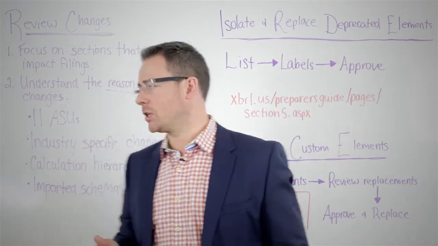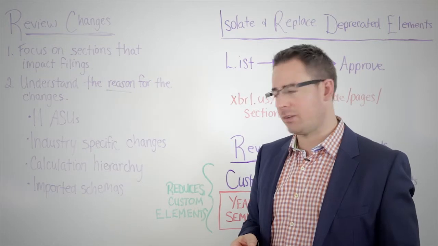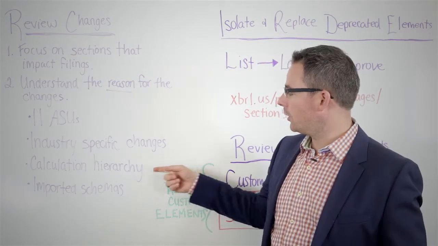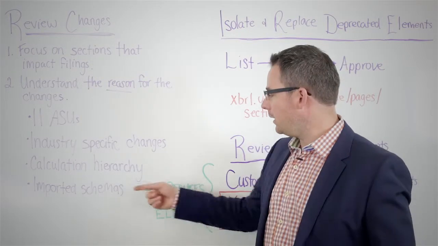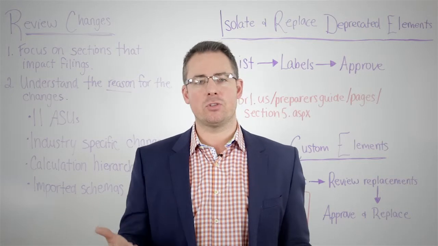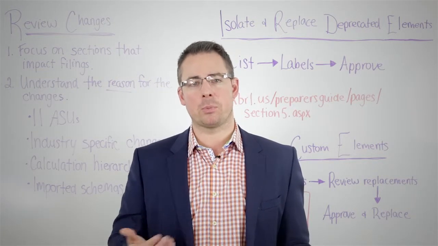There are a number of other changes such as 11 ASUs that will impact the 2014 taxonomy. There's industry-specific changes. There are calculation hierarchy changes and import schema changes such as country and currency. Understand these changes and understand how they're going to impact your filing so that you can best prepare for the migration.